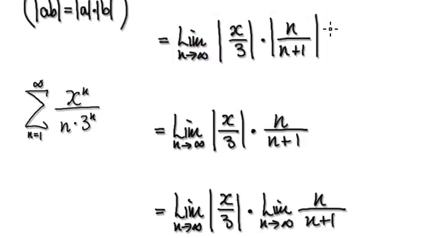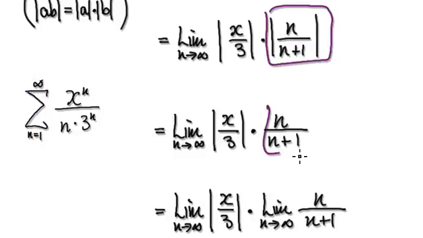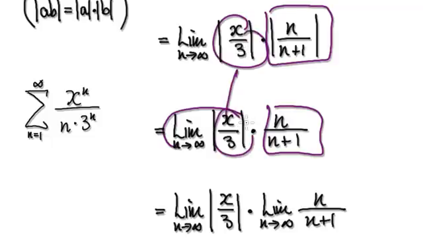From here, examine what happens here. Remember, n moves from 1 all the way to infinity. n is always positive, meaning that this thing will always be positive. We don't really need the absolute value here because it's always going to be positive. So this whole thing here will then become this, and this thing here will stay the same.